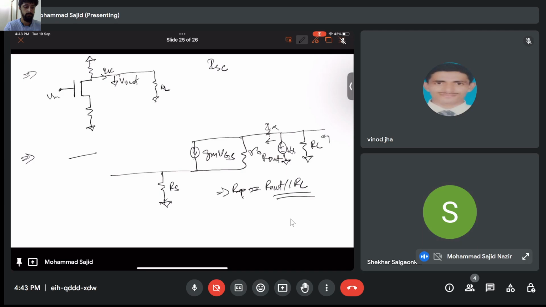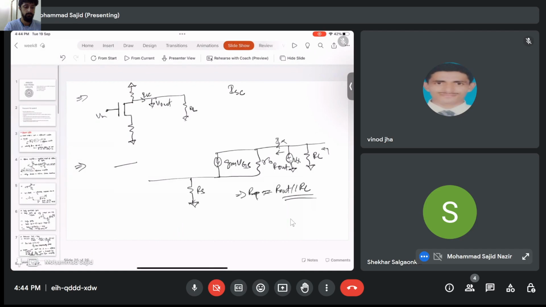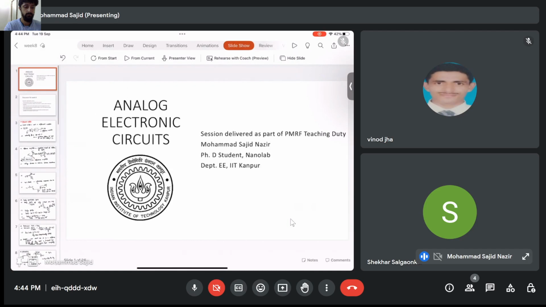Please let me know in the next session if there are some issues. I think we will continue with these differential amplifiers next week as well. If there is nothing else, then we can end the session.